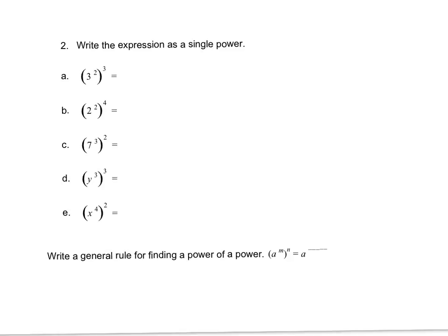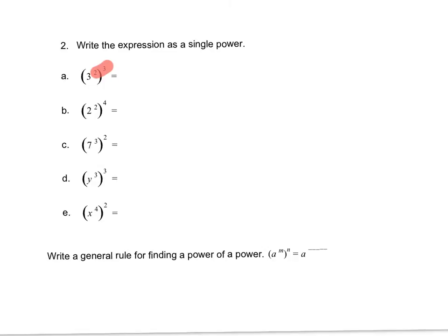Our second example here says to write the expression as a single power. So what they mean is to simplify your exponents here. So we have a power of a power right now because our exponent of 2 here is now raised to 3. Okay, so we're going to go ahead and simplify that as a single power. And in order to do that, we can expand it and then put it all back together.